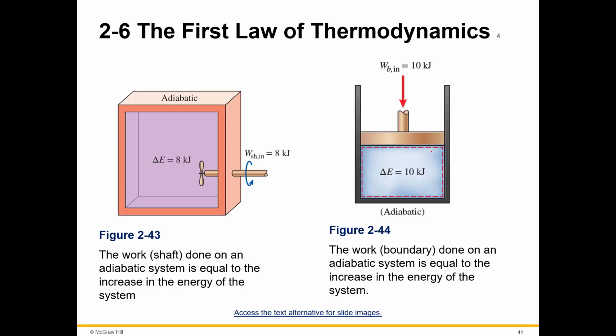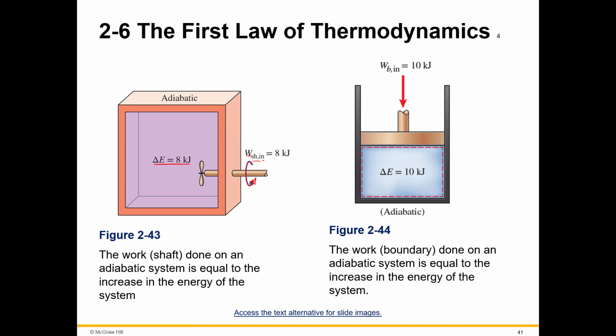The shaft work, so right here you see the revolutions on it, right here. Okay. The shaft work done on an adiabatic system is equal to the increase in the energy of the system. See? So they have these shoots. See, W_shaft, and it's in because shaft work is going in. You could draw this and have the shaft work going out, right? If you had a setup here.